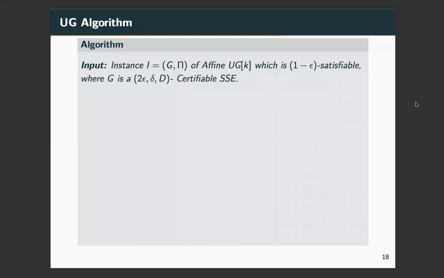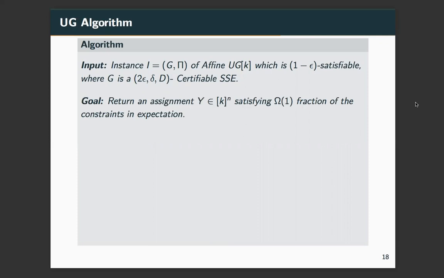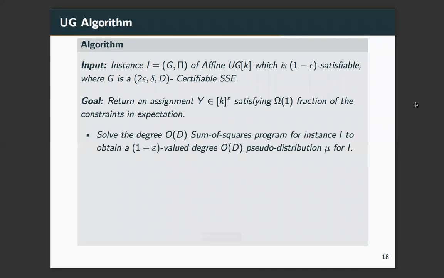Firstly, let's see what the algorithm looks like. Recall that we are given an instance of the affine unique games problem, which is 1 minus epsilon satisfiable, and G is an epsilon delta D certifiable small set expander. We need to return an assignment Y that satisfies a constant fraction of the constraints in expectation over the randomization that the algorithm might use. So our first step is to solve the degree D sum of squares program for instance I to obtain a 1 minus epsilon value degree D pseudo distribution mu for the instance I.